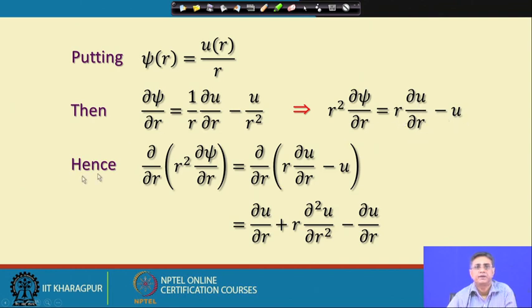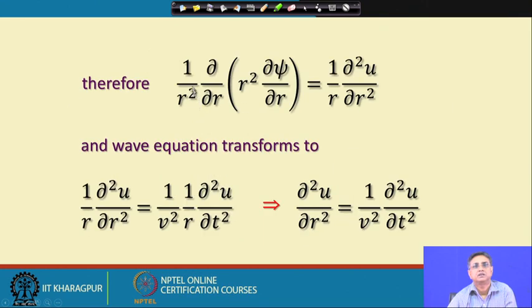Hence, del del r of r square del psi del r is equal to this, which will give you two terms which are identical, but opposite in sign. So, these two terms will cancel. So, this left hand side now becomes r del 2 u by del r square, and the wave equation now transforms to this form.